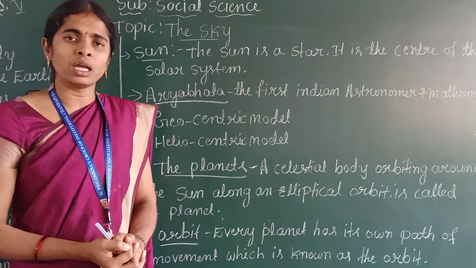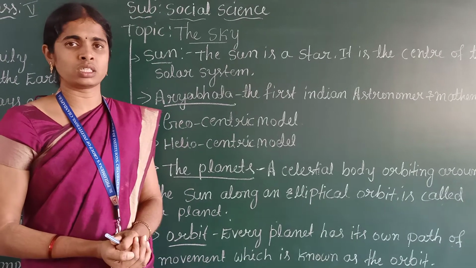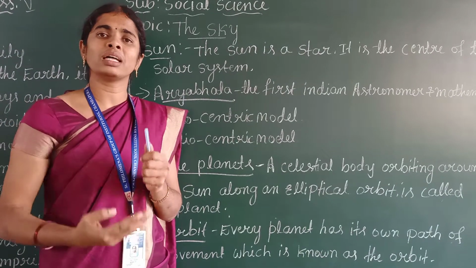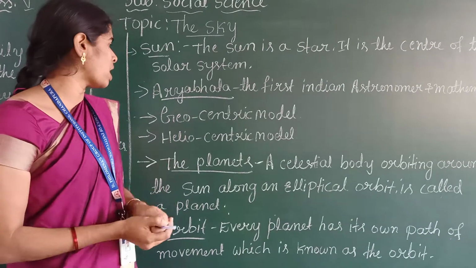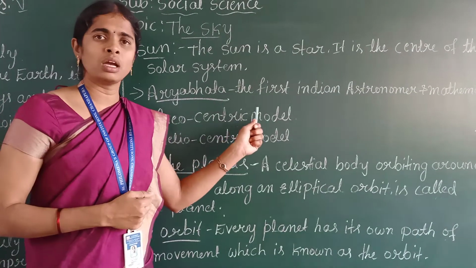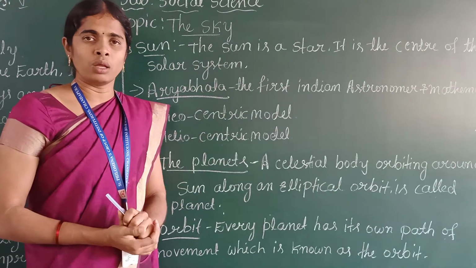In ancient times, people thought that the earth is the center of the solar system, and the sun and other planets orbit around the earth. This is known as the geocentric model. It was propounded by Ptolemy.